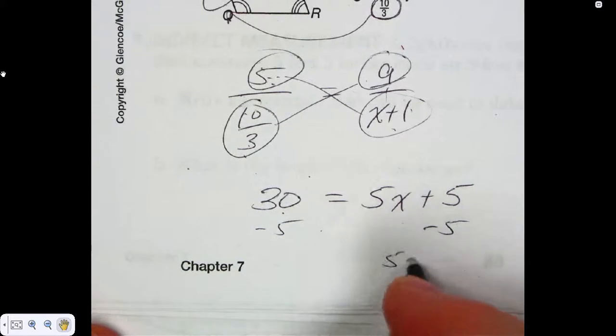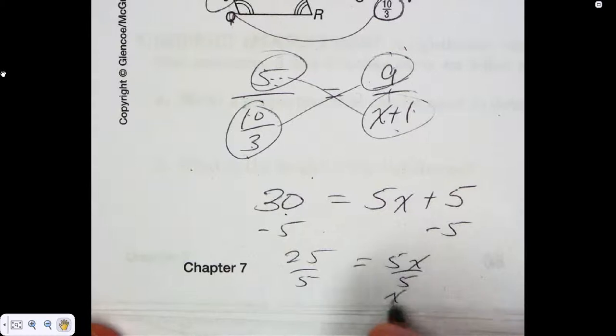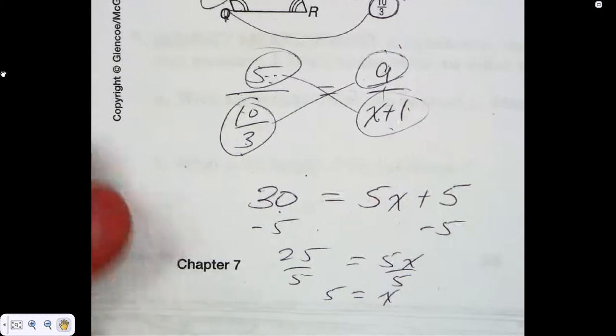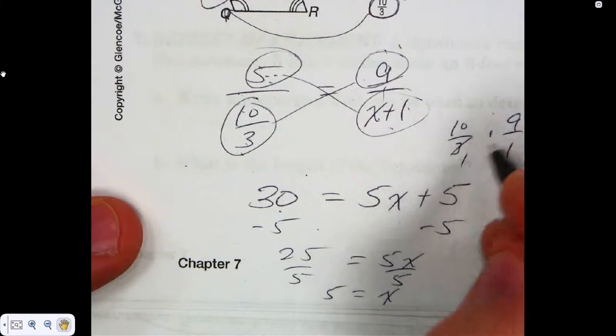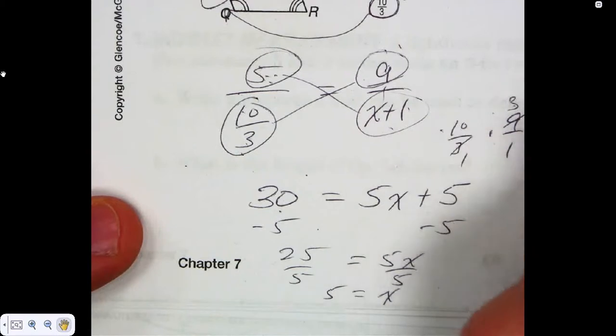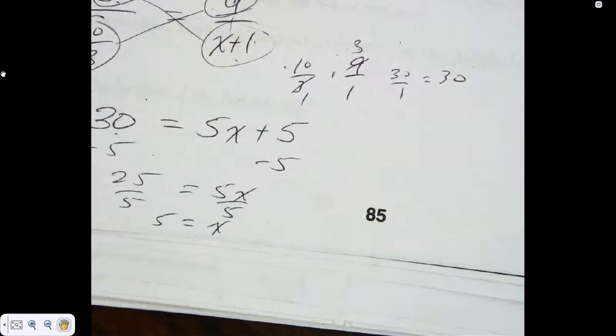How did you do that fraction? 3 goes into 9 three times. Basically, I went 10 over 3 times 9 over 1, right? 3 goes into that 3. 3 times 10, I get 30 over 1, which is 30. I mean, you can do that with your calculator, too. Use the a b over c button.